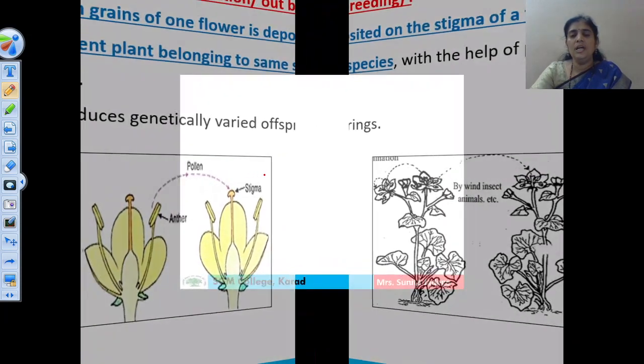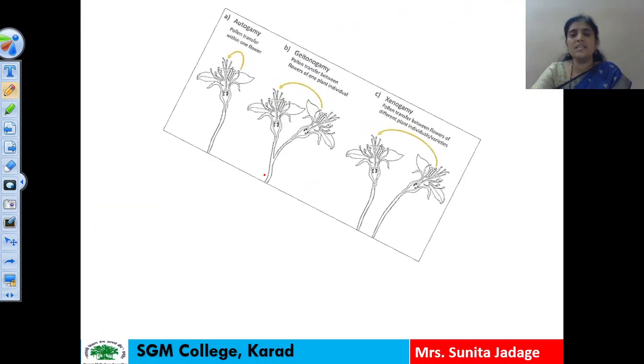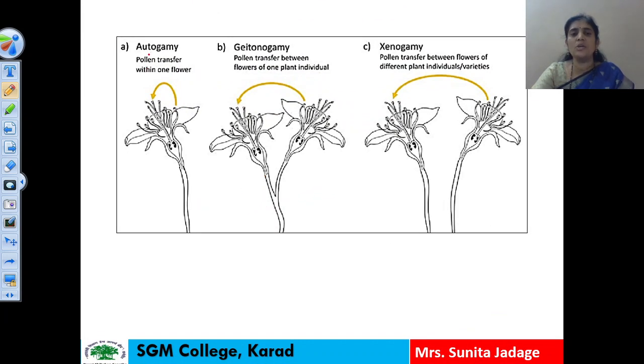Okay, so let us see all the types in a single diagram. This is autogamy, the first type. Pollen grain transfer takes place within one flower. The pollen grains from one flower are deposited on the stigma of the same flower. The second type is known as geitonogamy, where the pollen grains are transferred between flowers of one plant individual. This is a single plant, and from one flower the pollen grains are transferred to another flower produced on the same plant.